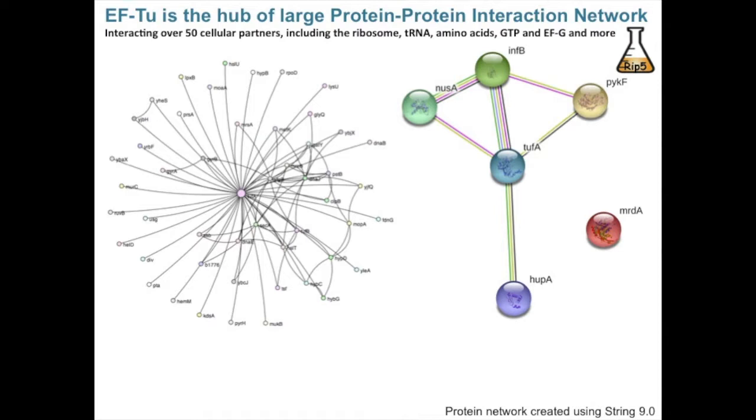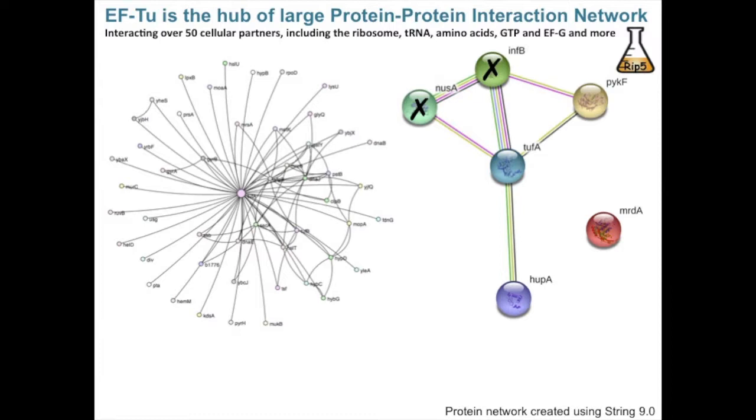And curiously, when we look at what proteins are being mutated in RIP5 and 6, they are proteins that interact or are part of this interaction network with EFTU. There's NUS, IMP, a kinase I didn't talk about, as well as HUPA. These are all proteins being mutated in these lineages. In particular, NUSA and IMP are the ones acquiring premature stop codons or large deletions.